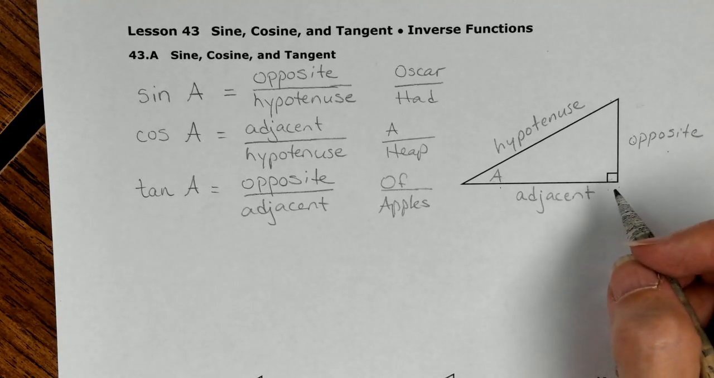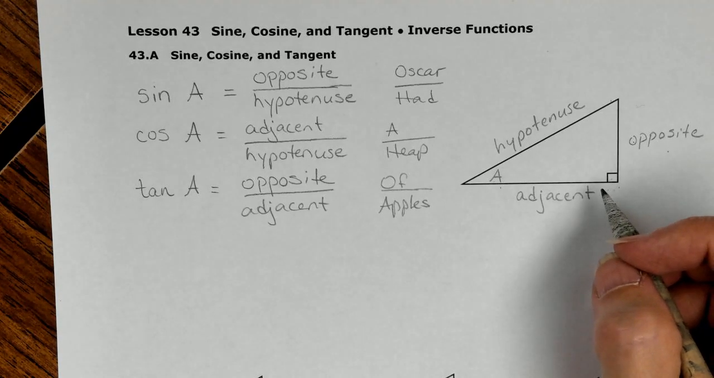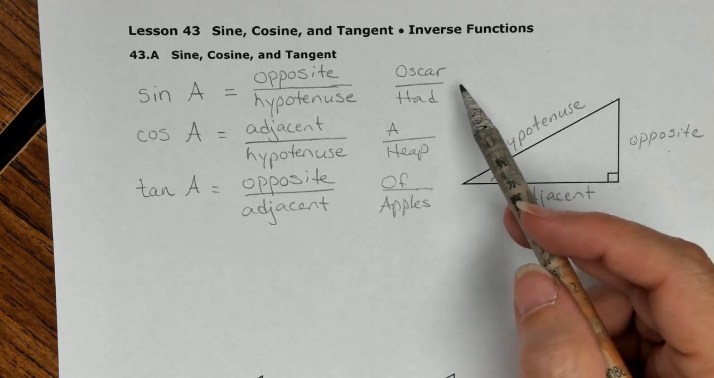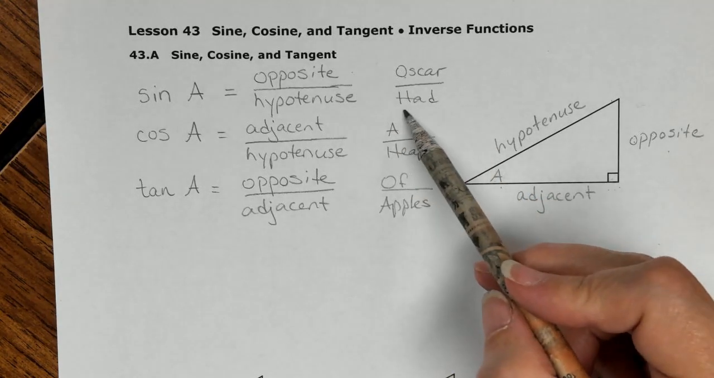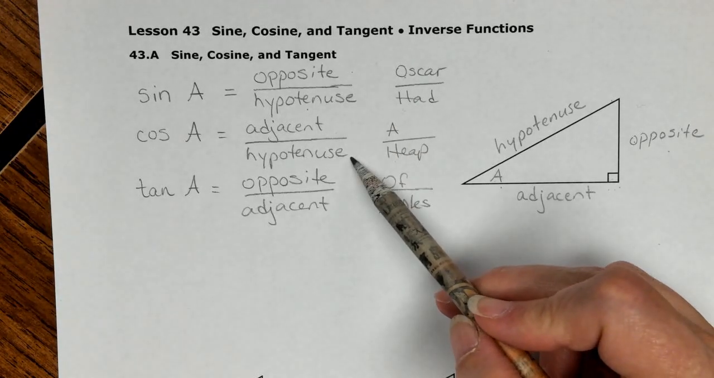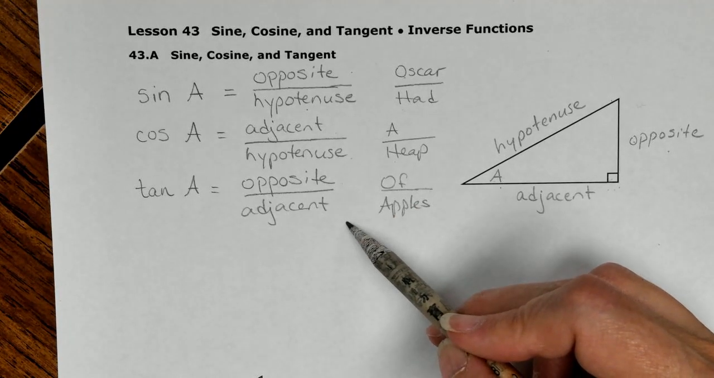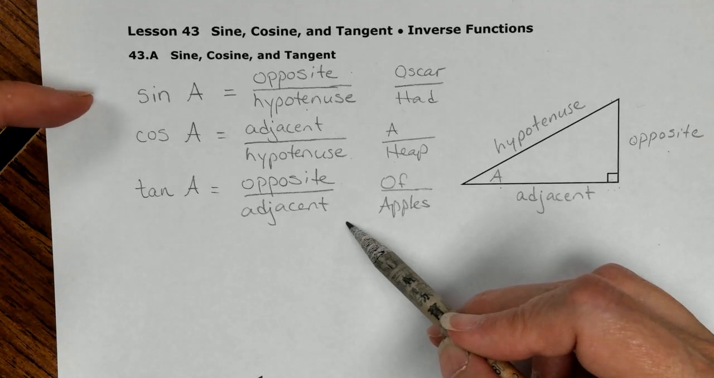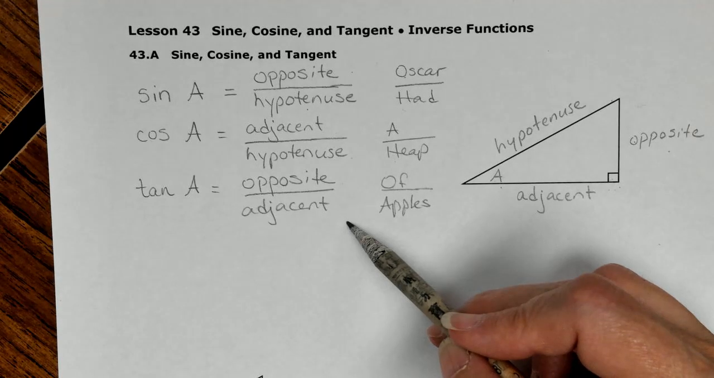And we have a couple of different memory aids you can use to remember which one's which. The book actually has a variation of this, but a common one is Oscar had a heap of apples. O for Oscar, but also opposite. Had, hypotenuse, A, adjacent. Heap and hypotenuse both start with an H, and then O for opposite and A for adjacent. Oscar had a heap of apples, and that works well whenever you remember to have them in order: sine, cosine, and tangent, which is how I will usually be listing them, and that's the order you'll see them in on the calculator as well: sine, cosine, and tangent.